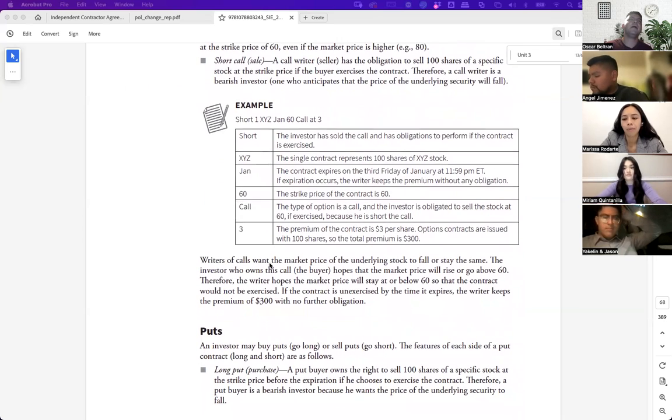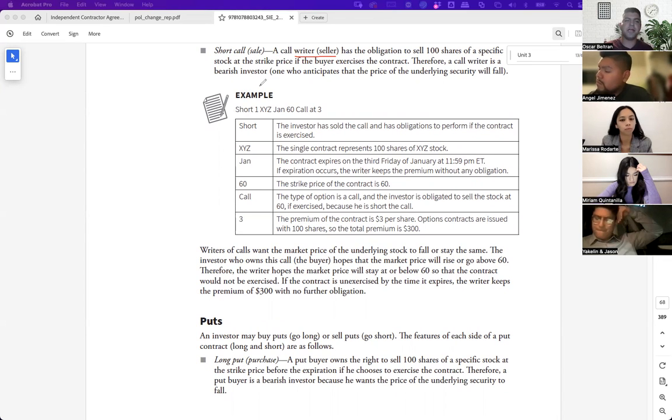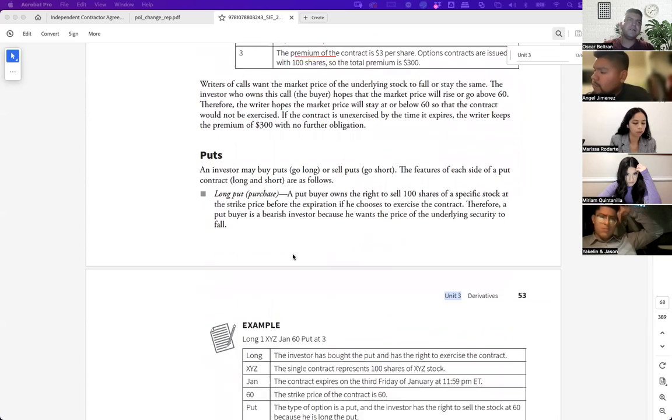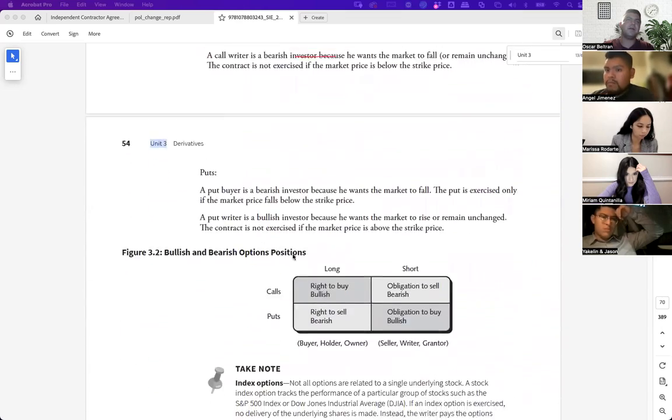All right, now right here we have the term short sell. For a short sell, the seller has the obligation to sell 100 shares of a specific stock at the strike price if the buyer exercises the contract. Therefore a call writer is bearish. Right here, I'm probably already getting confused, right? The simple way to memorize this is that it's for calls and options. There's a little table right below here in the bottom section. Somewhere around here, there it is. Cool.